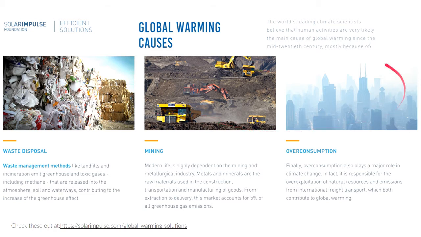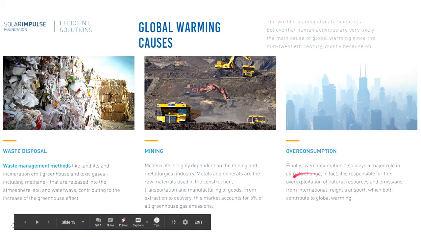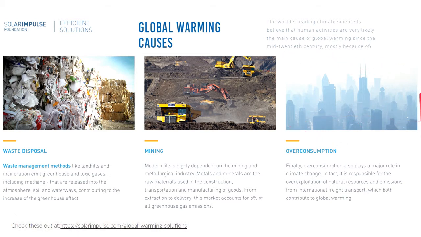And overconsumption, okay, it plays a major role in climate change. This is responsible for the overexploitation of natural resources, from international freight transport to other excessive purchases. We will actually talk about this in the last video, overconsumption.